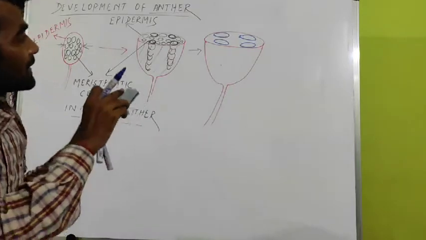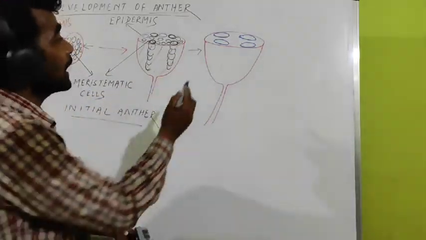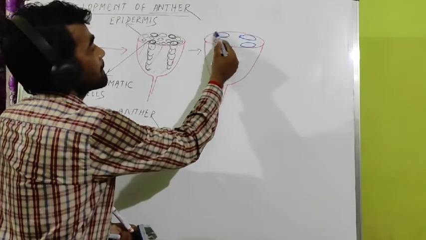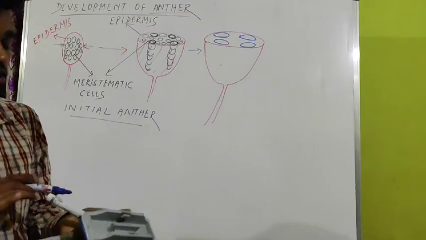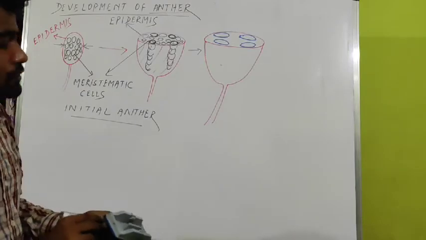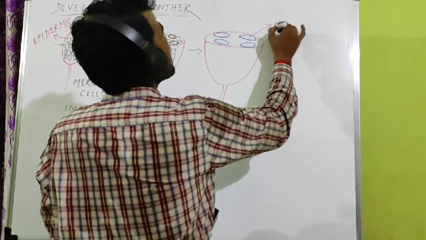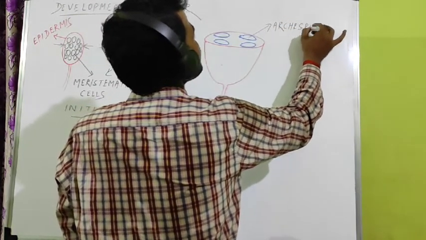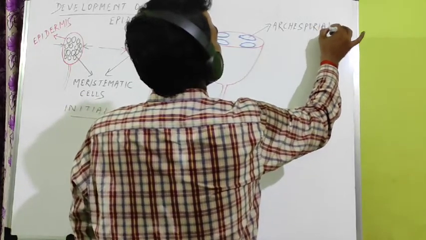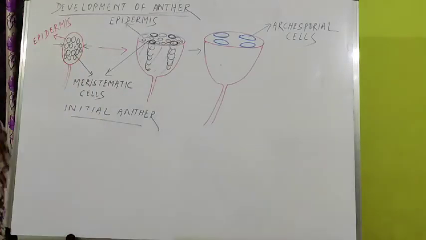तो गेट डिफरेंशिएटेड. This is vertical rows of cells just below the epidermis. कहा? Just below the epidermis. This is epidermis covering. तो just below the epidermis in 4 vertical rows cells are formed, and which vertical rows cells are called as archisporium or archisporial cells. Archisporial cells. Okay, these cells are called as archisporial.